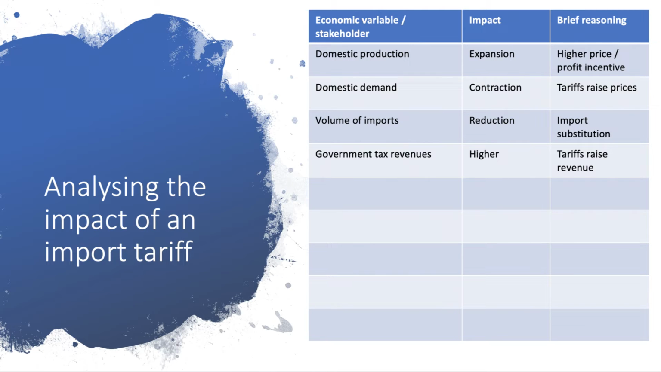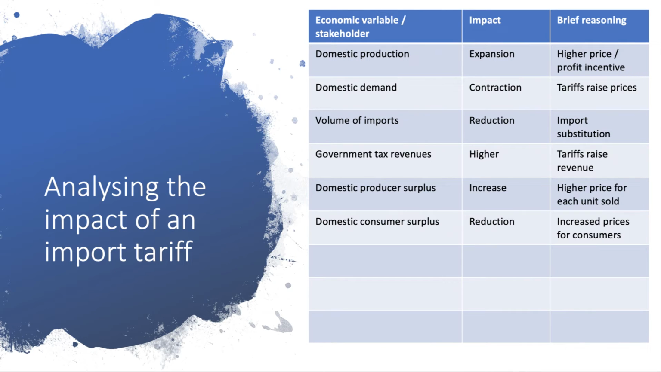Tax revenue should be higher in theory. As we said before, tariffs for many governments are quite a big chunky source of tax revenues, so the tariff will raise revenue, depending of course on the volume of imports that persist after the tariff. Domestic producer surplus, the area above the supply curve and below the price, that's going to go up. The domestic growers, in this case in Cambodia, will get a better price for each unit sold. So producer surplus will go up, but consumer surplus, domestic consumer welfare, will go down because they're now having to pay higher prices.